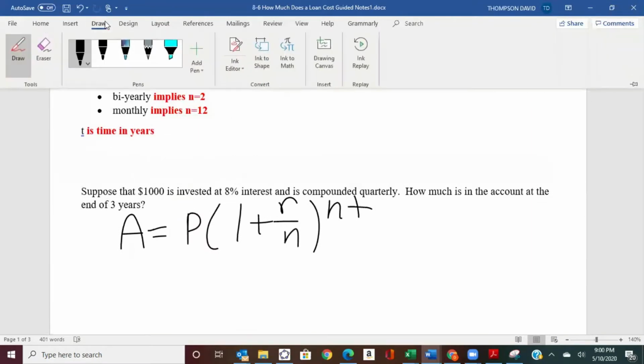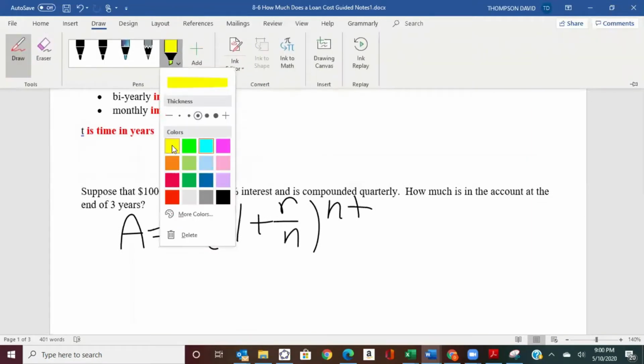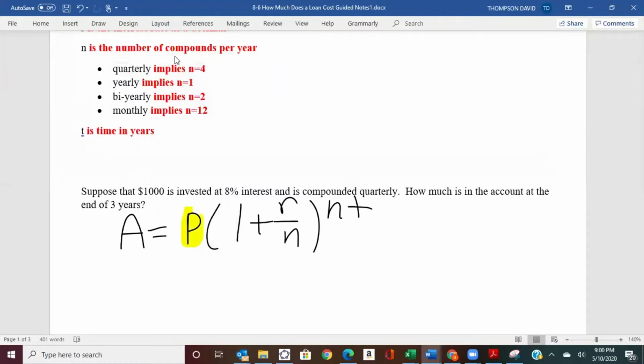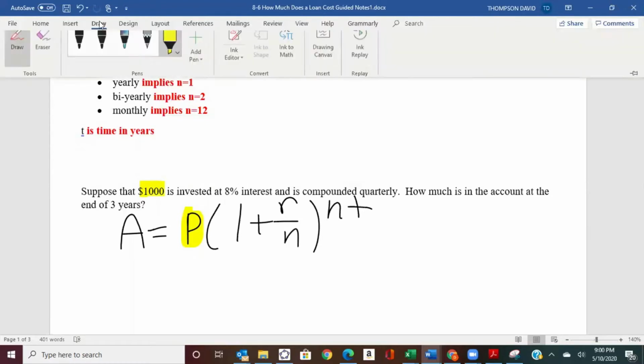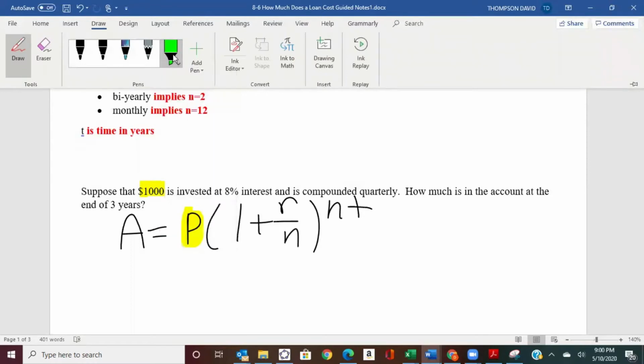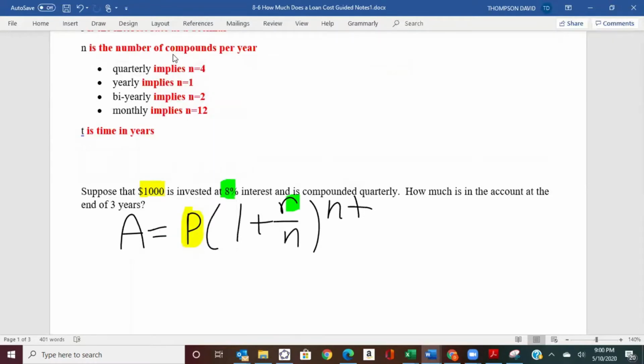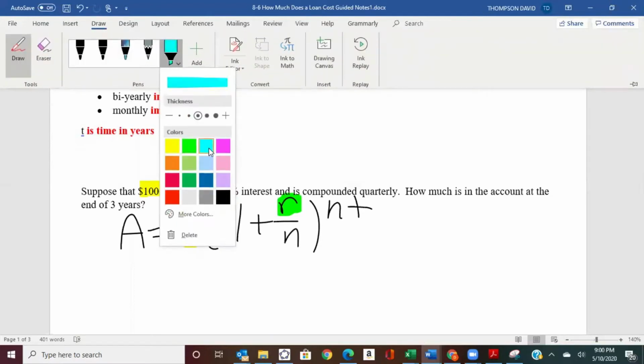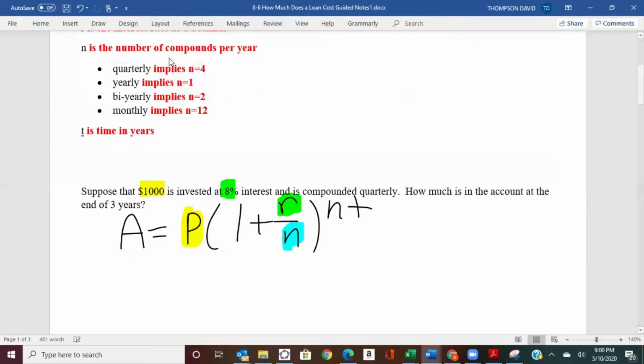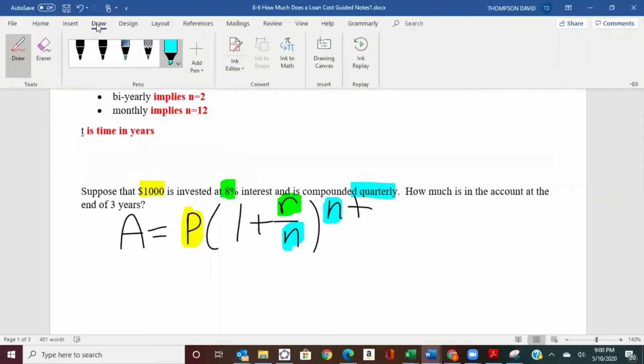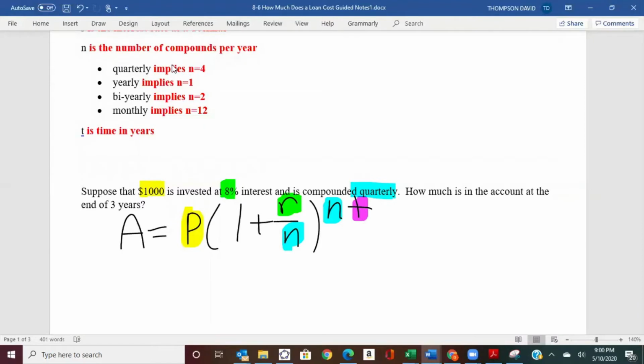So I'm going to highlight a few things. The first thing I'll highlight is my principal, which is P, which is usually given to you. The next thing I'll highlight is my interest rate. I'll highlight that in green. It's 8%, that's my r. Next thing I'll highlight is going to be my n, which is quarterly. And then the last thing I'm going to highlight is t, which is time, which is 3.